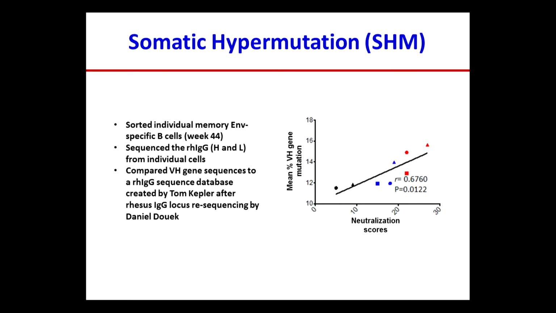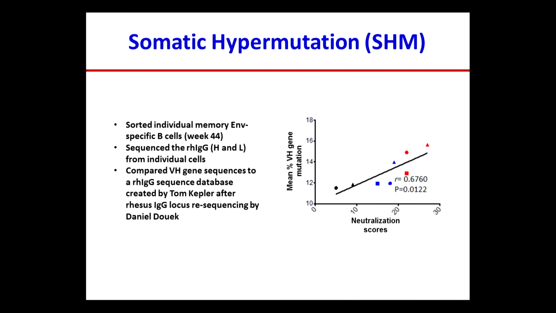The other thing that we wanted to look at is, in order to get good neutralization, you usually need a lot of somatic hypermutation. So what does the somatic hypermutation look like in the monkeys with good neutralization? Well, we sorted their B cells, we did sequencing, we looked at how much somatic hypermutation their SIV envelope or HIV envelope specific B cells had, and what you can see is the better the neutralization score, the higher their amount of somatic hypermutation. So the monkeys that were developing good neutralization had good T follicular helper cells and lots of somatic hypermutation.